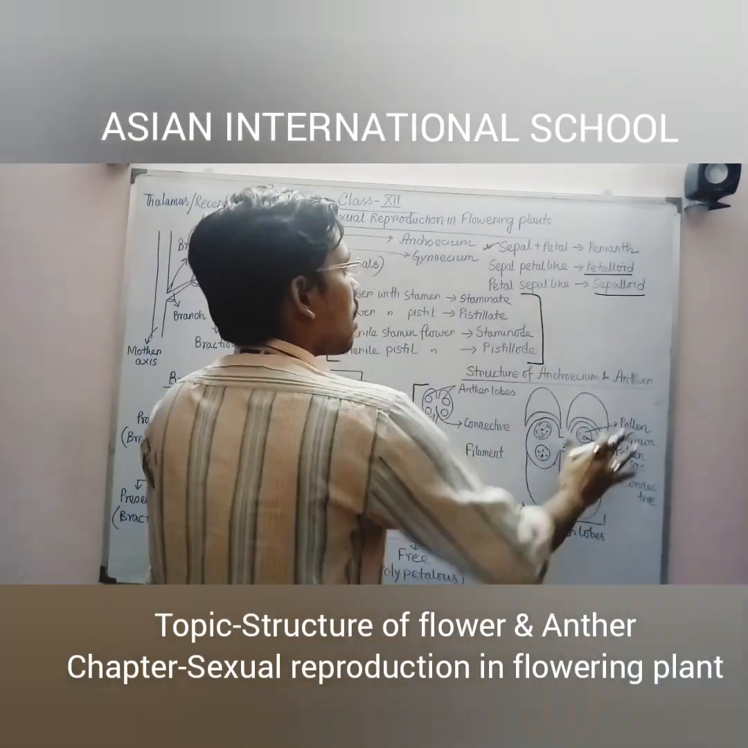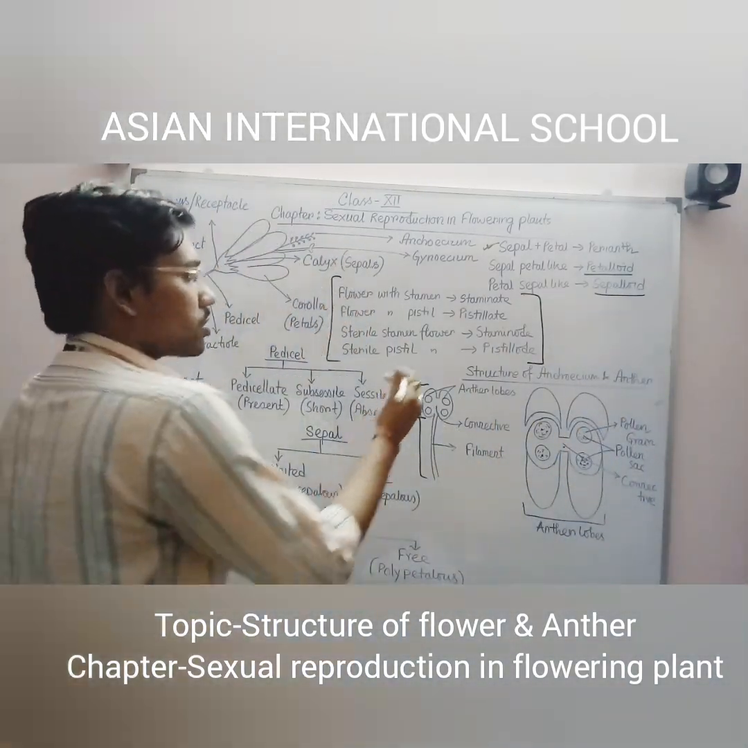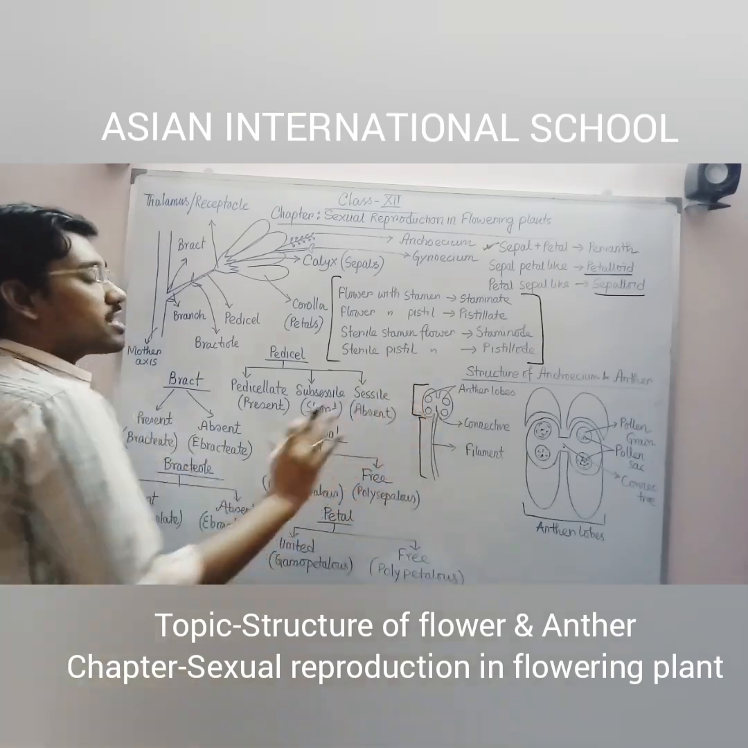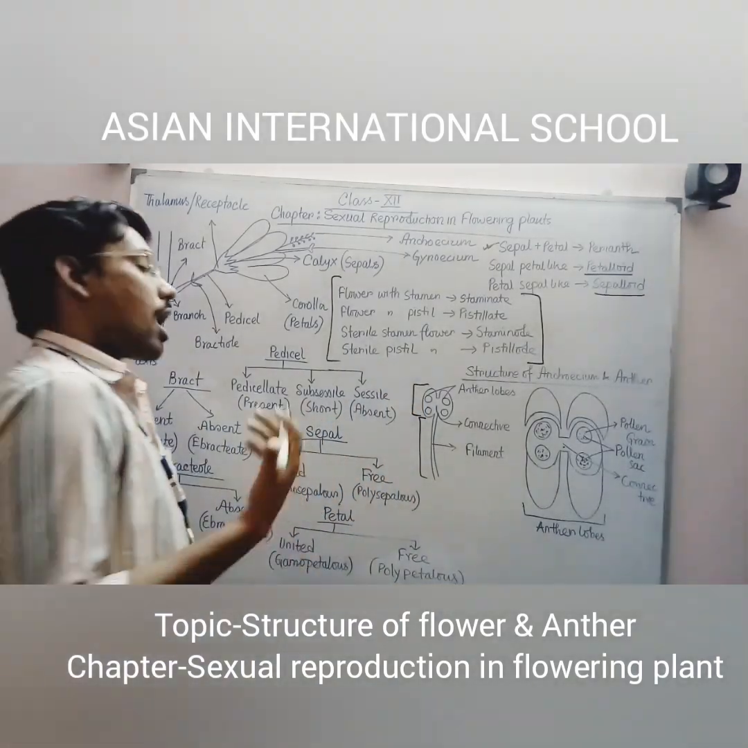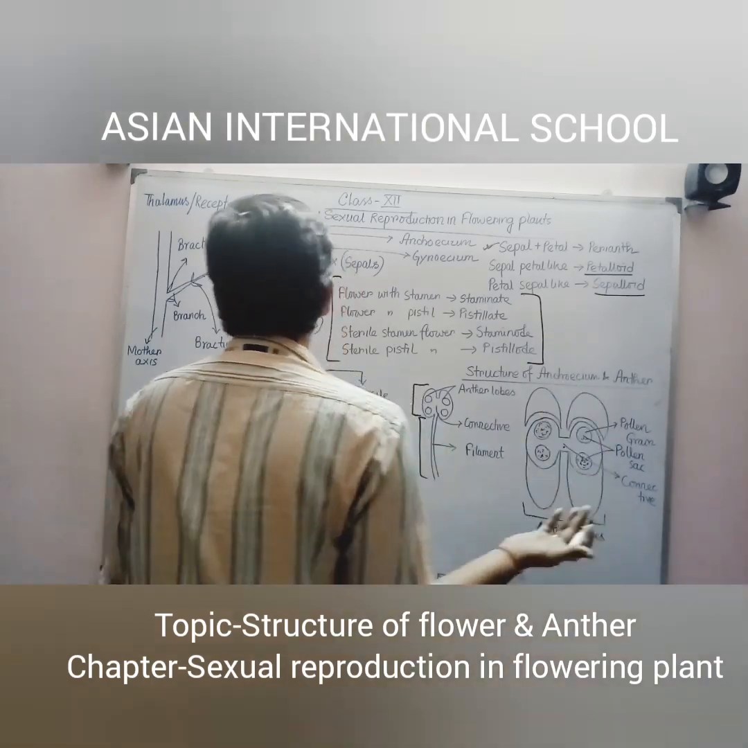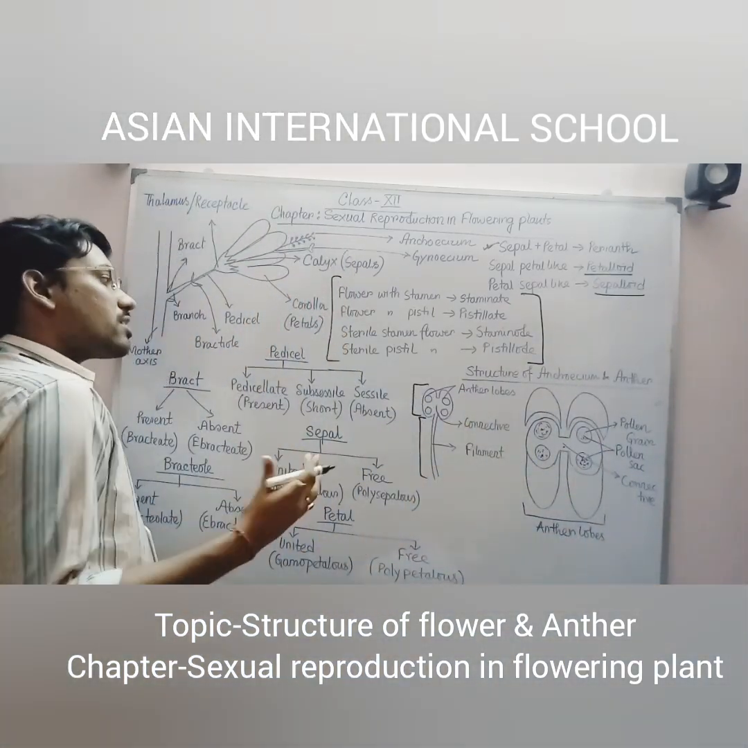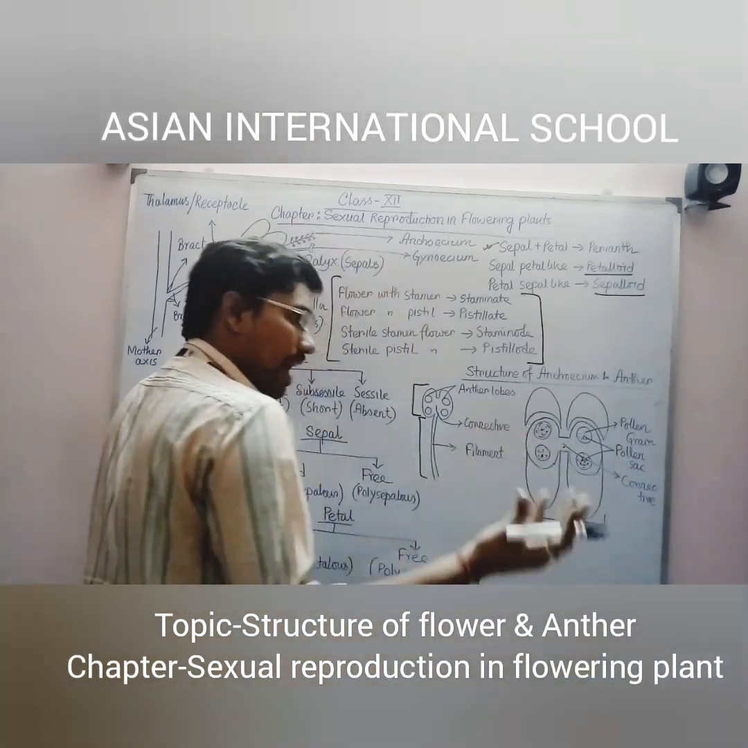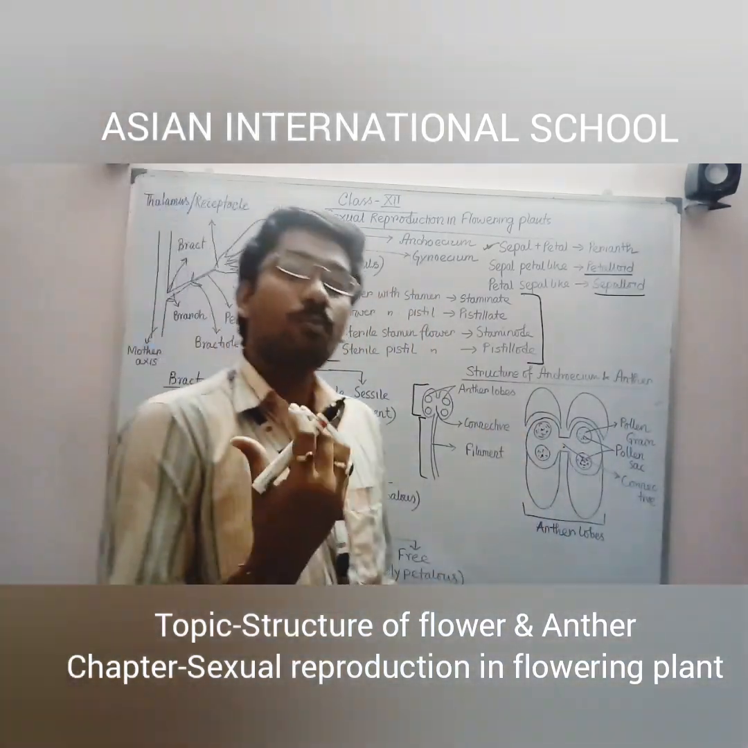Next we have discussed about the structure of androecium, which is commonly containing two parts. One is anther and filament. Anther is made up of two lobes, anther lobes, and due to presence of two, that is commonly known as bithecous. If you see the structure in a large manner, each and every anther lobe is made up of two sac-like structures which are commonly known as pollen sacs.